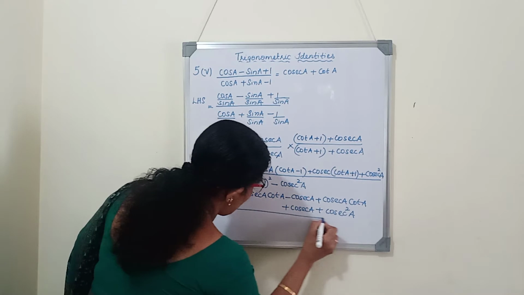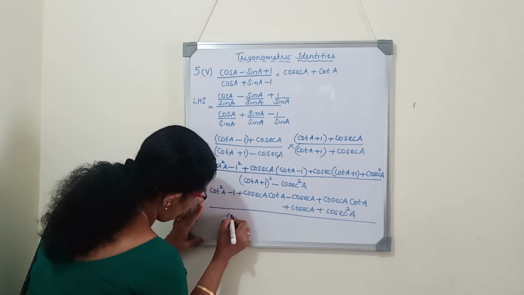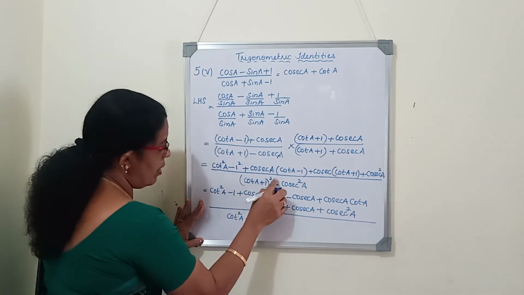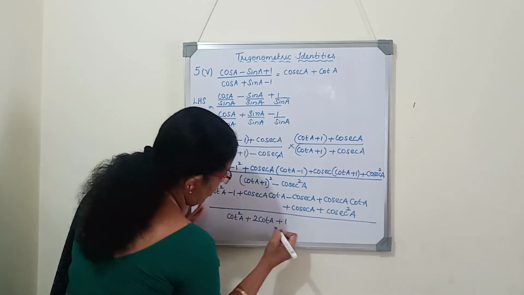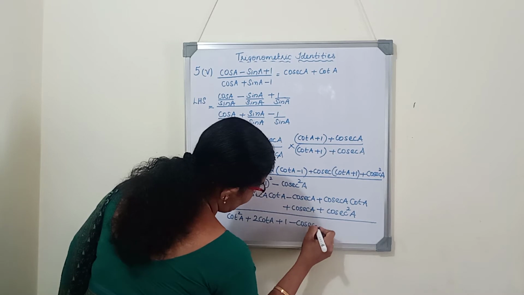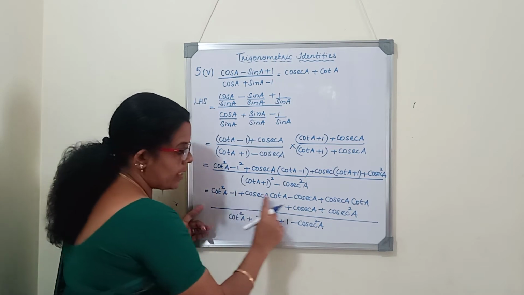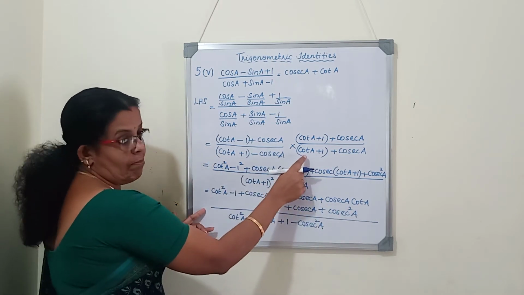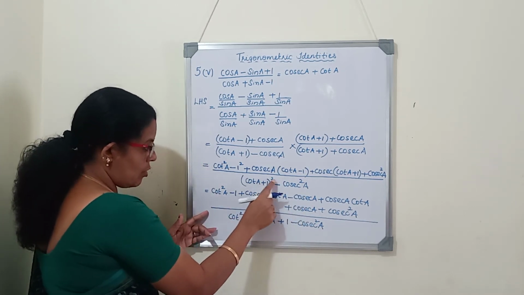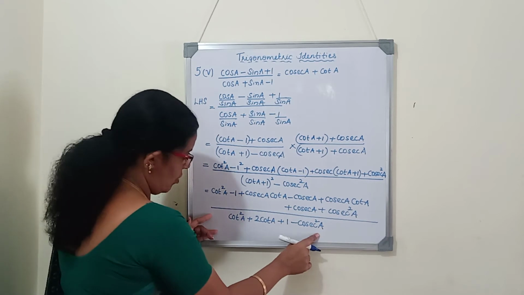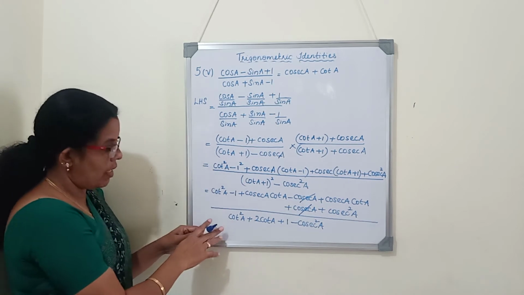I will write the denominator. In the denominator I will expand this a plus b the whole square. A plus b the whole square is a square plus 2ab, 2 into cot a into 1 that is 2 cot a, plus b square, 1 square that is 1, and minus cosec square a. So binomial multiplication in the numerator, we expanded the numerator; in the denominator we applied the identity a plus b into a minus b, a square minus b square. Again in this a square itself we can apply a plus b the whole square. So that also we apply. Now in my numerator minus cosec a and plus cosec a will cancel.